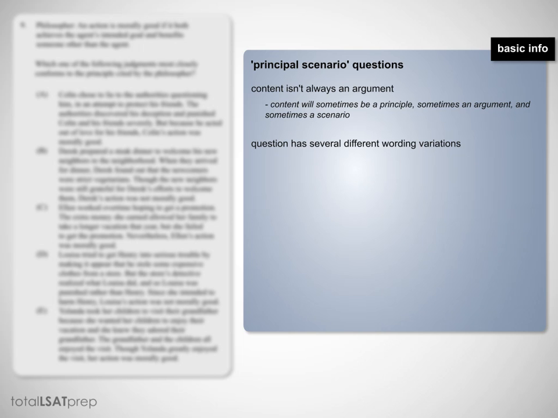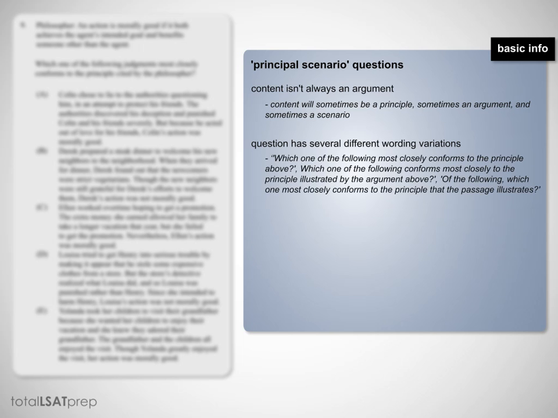Now the question has several different wording variations, and the one we have here is which one of the following judgments most closely conforms to the principle cited by the philosopher, or you could just say which one of the following most closely conforms to the principle above, or which one conforms most closely to the principle illustrated by the argument above, or which one most closely conforms to the principle that the passage illustrates. Anything along those lines. It asks for which thing conforms to a principle that's in the content.